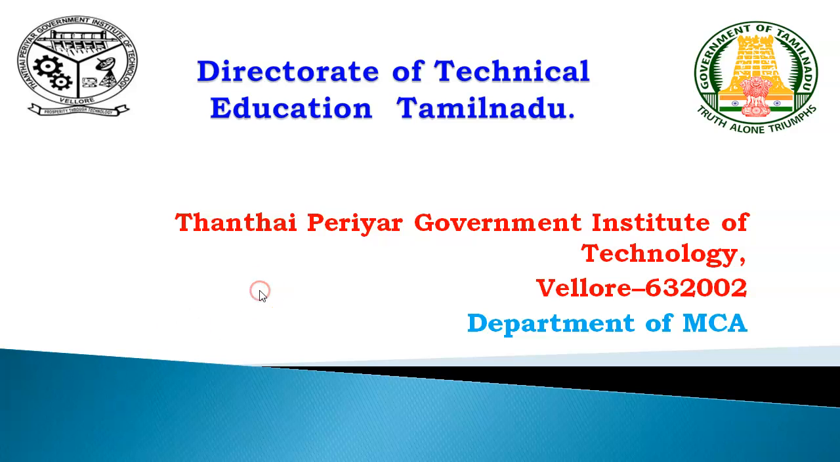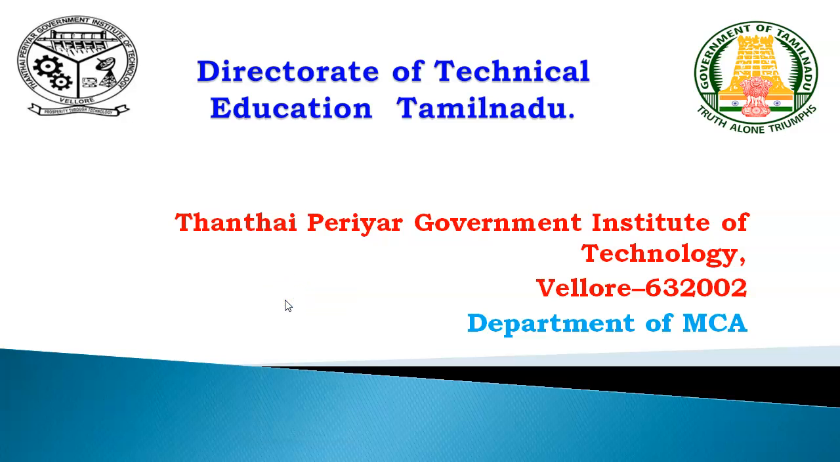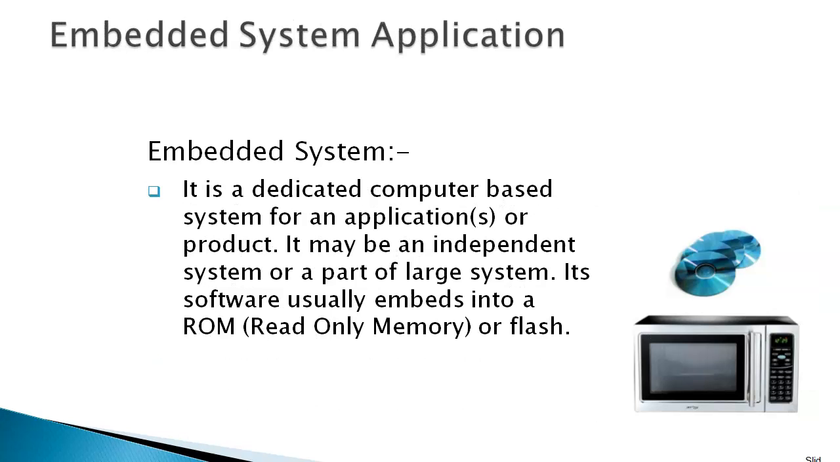Today I am going to explain about embedded systems. What is an embedded system? An embedded system is a system that has both software and hardware embedded with it and gives the product application into the large system. An embedded system is one that has dedicated purpose software embedded in a hardware computer.